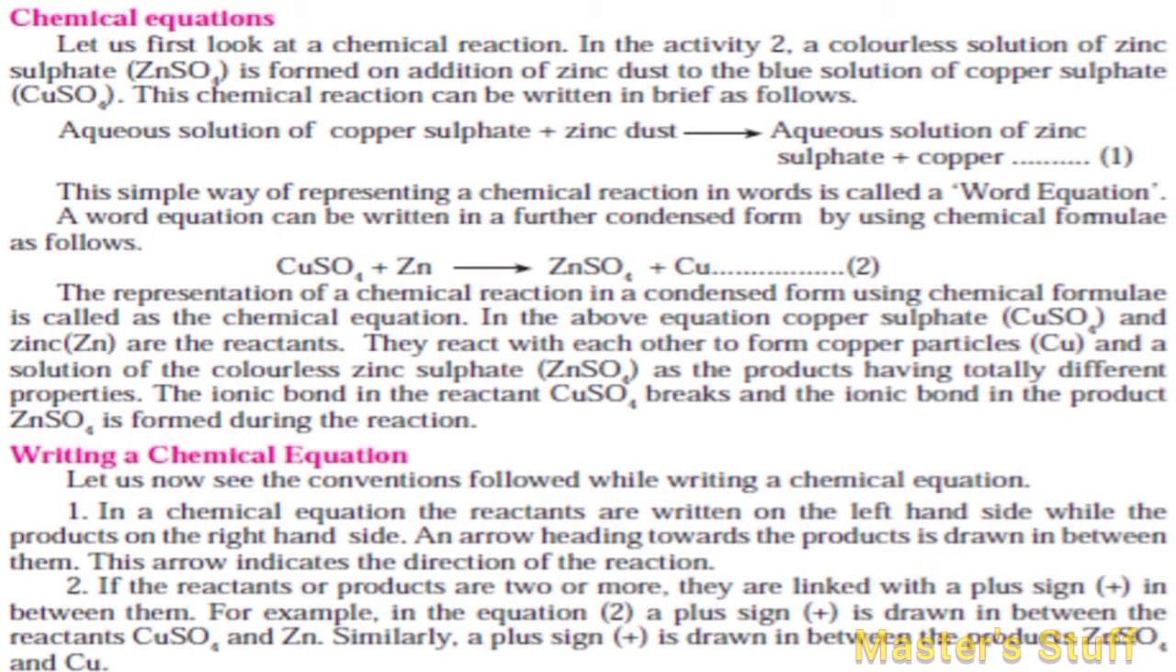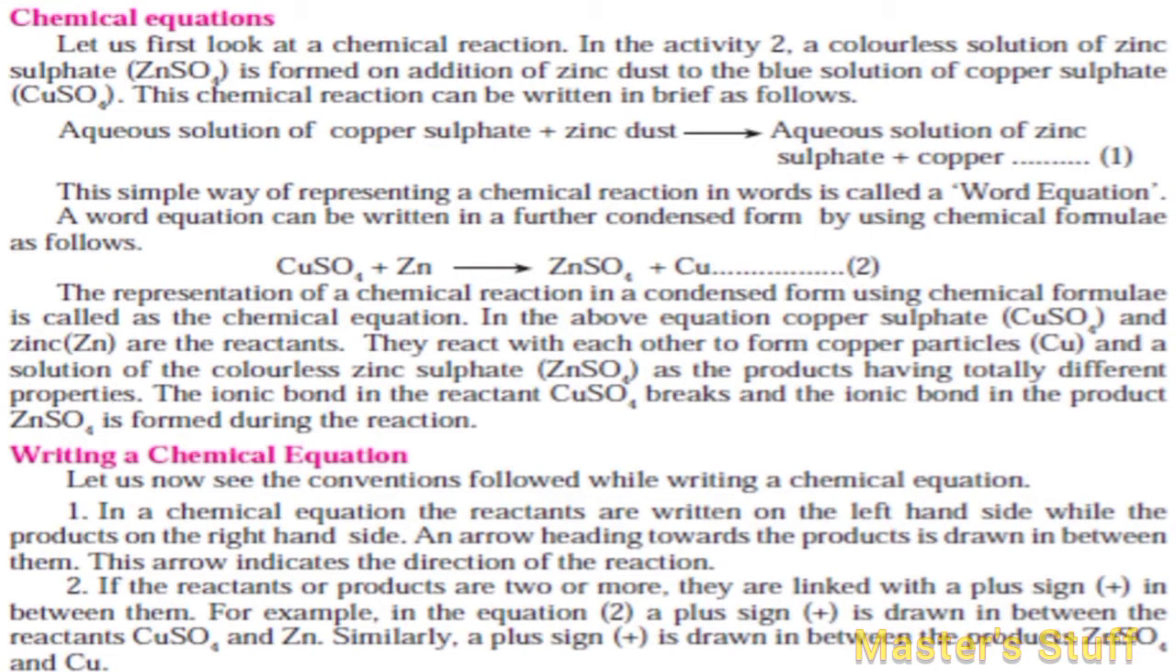As in equation 2, CuSO4 and Zn, the reactants, are written on the left hand side. ZnSO4 and Cu are written on the right hand side. The arrow is placed between them. The head of the arrow is pointed towards the product. This shows that the reactants react and give us the product.